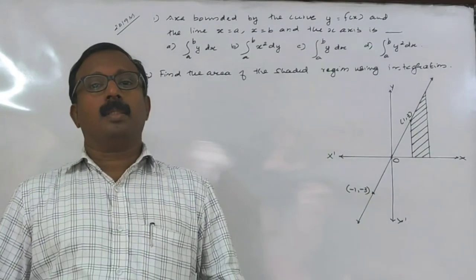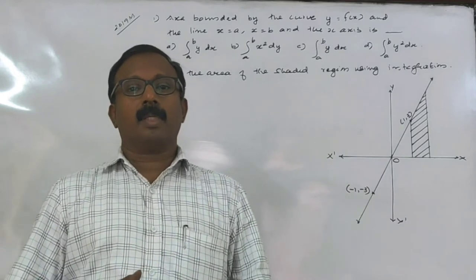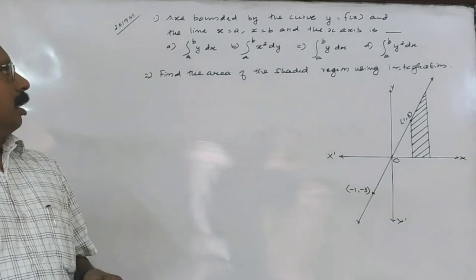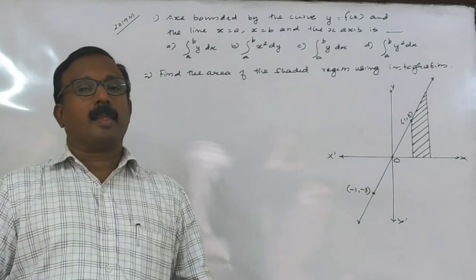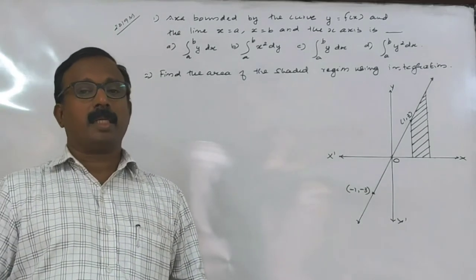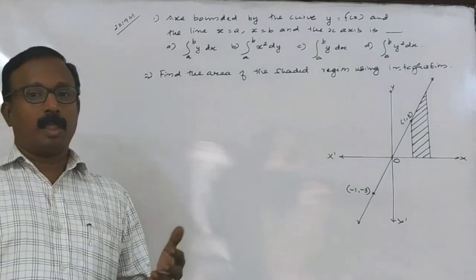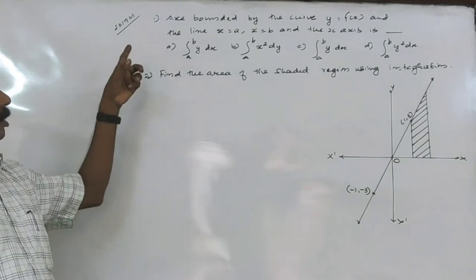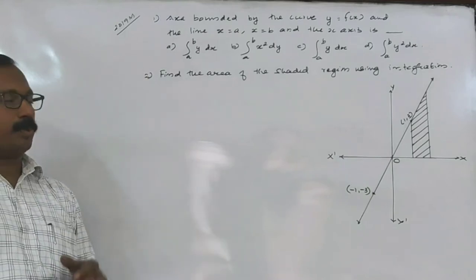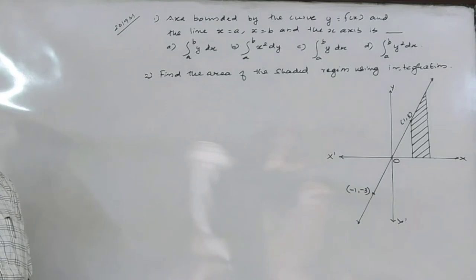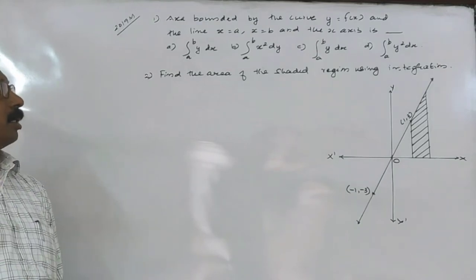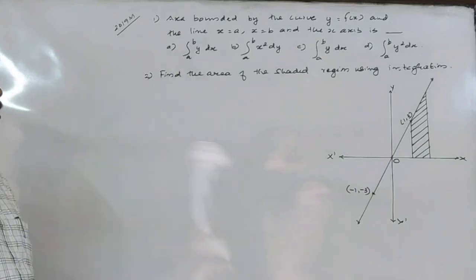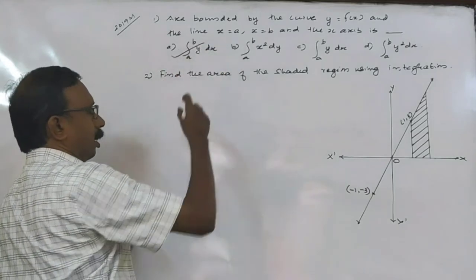Hi students, today we are doing some previously asked questions in the chapter Area Bounded by the Curve, that is, application of definite integral. Here we are doing questions from March 2019. The first question: the area bounded by the curve y = f(x), the lines x = a and x = b, and the x axis is given by the formula integral a to b y dx.